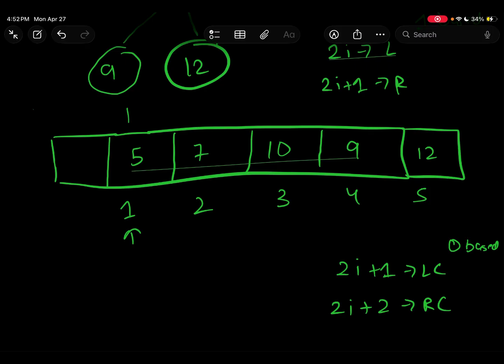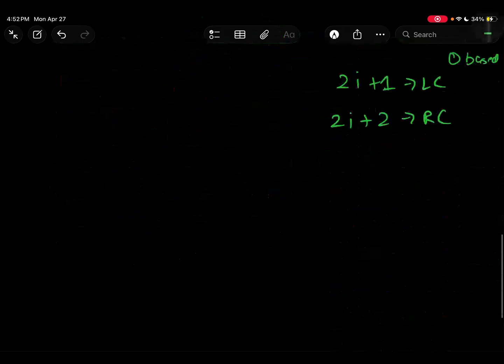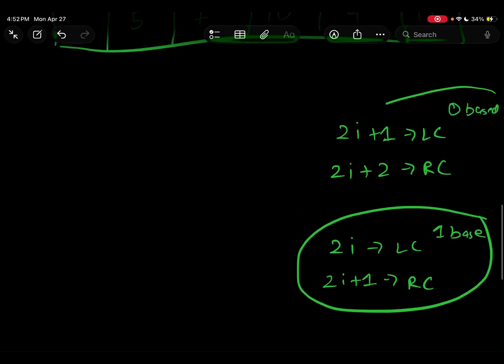Now what the question is asking us, let me just remove a couple of values here. Okay, so this is the tree. I'll write it down later. Let me write it. So 0 based: 2i plus 1 for the left child and 2i plus 2 for the right child. And 1 based: 2i for the left child and 2i plus 1 for the right child.